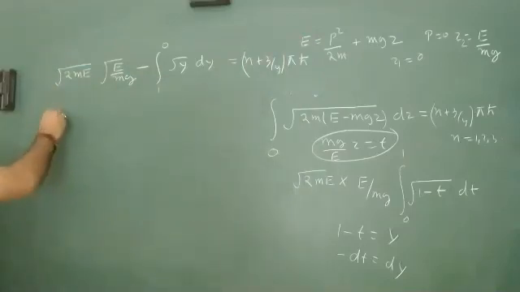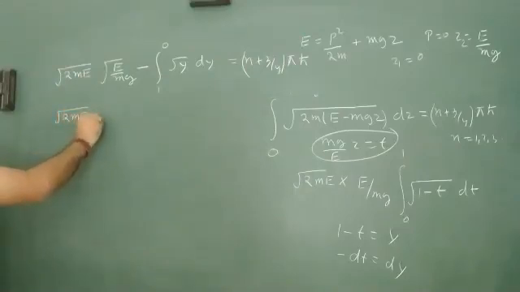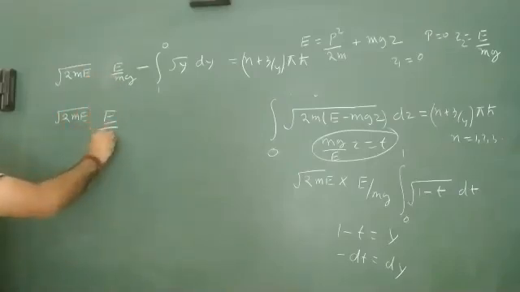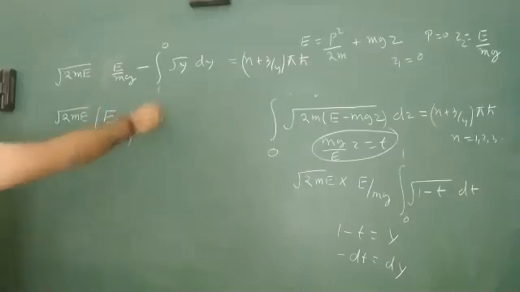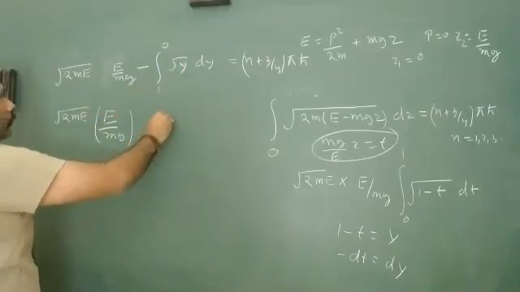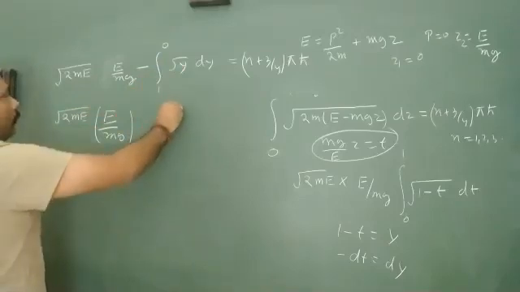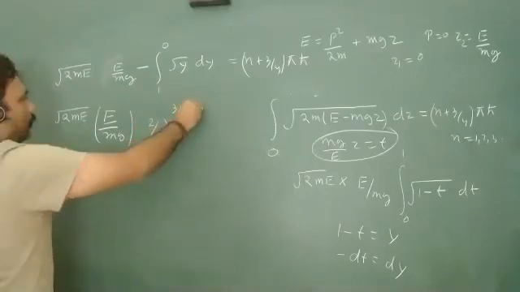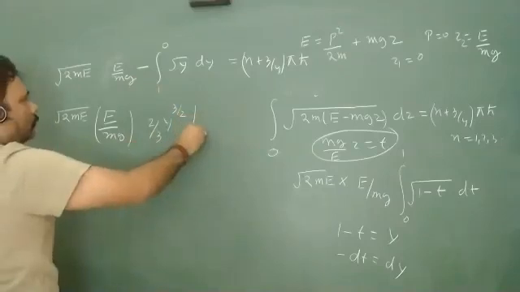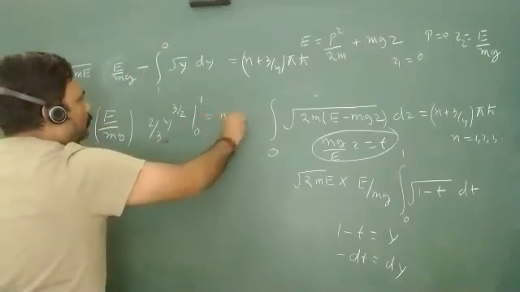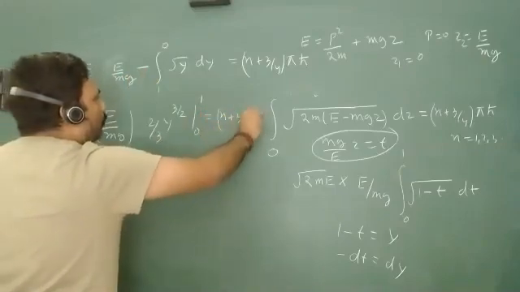Now, what will be the answer? So you have root under 2me, not root under e upon mg. This will be e upon mg only. And this value is equal to y to the power half. What will be this integration? Y to the power 3 by 2 and 2 by 3. And minus minus will be plus, so this will be 0 to 1. I can remove this minus, and this value is equal to n plus 3 by 4 pi h cut.